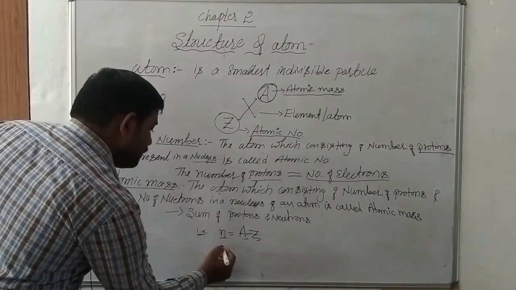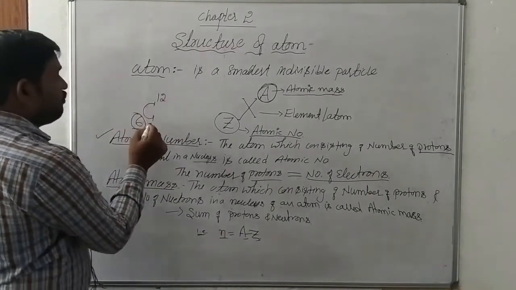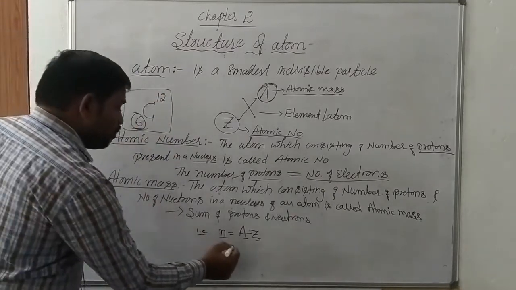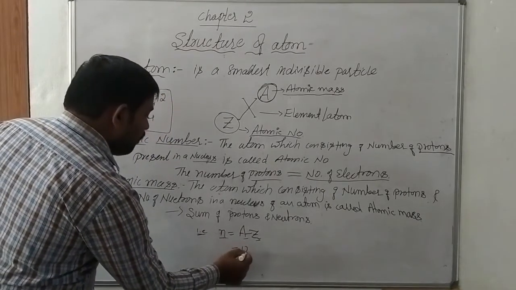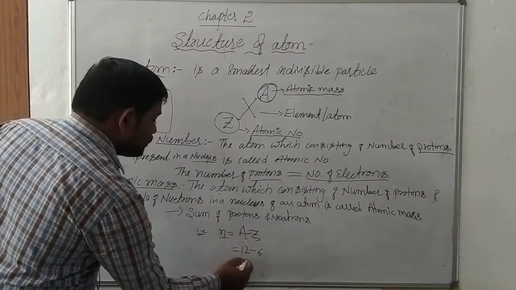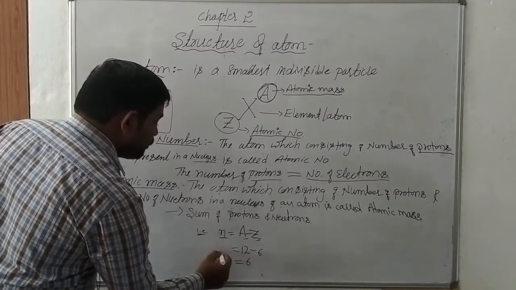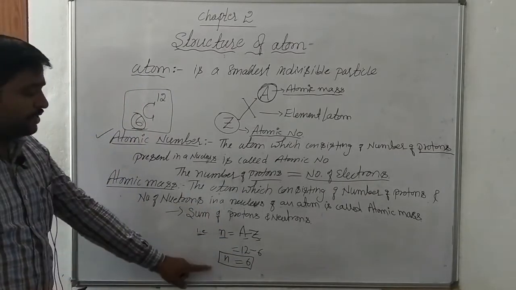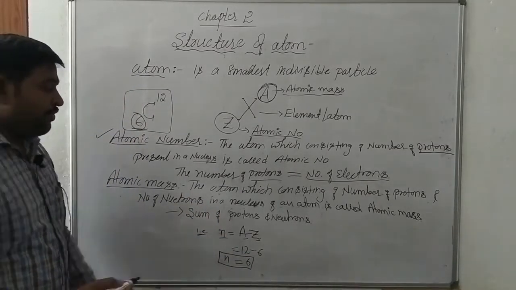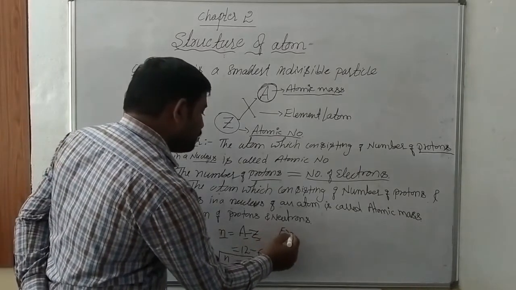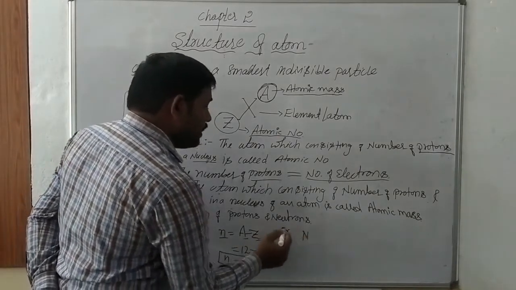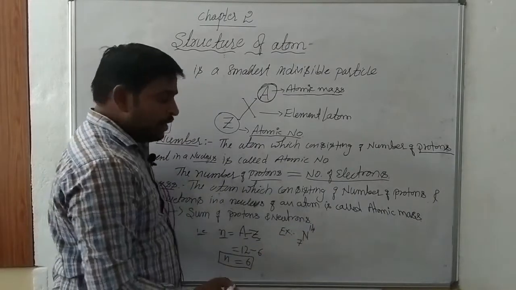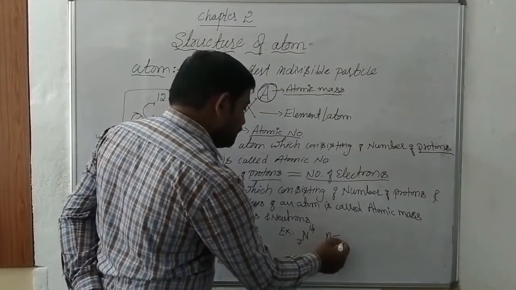So how many neutrons are present in this carbon? Atomic mass is 12 and atomic number is 6, so the number of neutrons is 12 minus 6, which is 6. In carbon the number of neutrons is equal to 6. One more example: if I consider nitrogen, atomic number is 7 and atomic mass is 14. What is the number of neutrons present in this nitrogen?